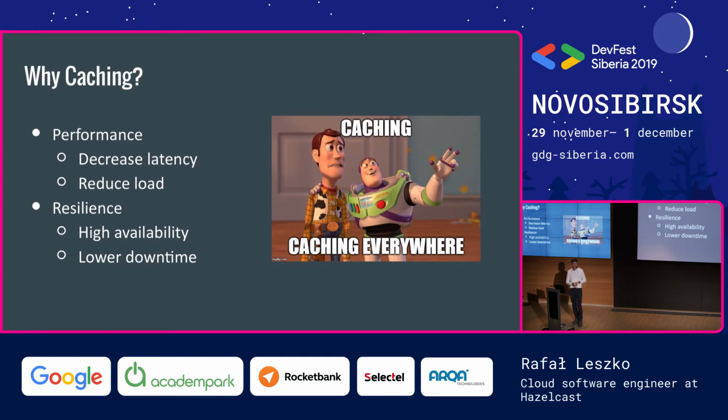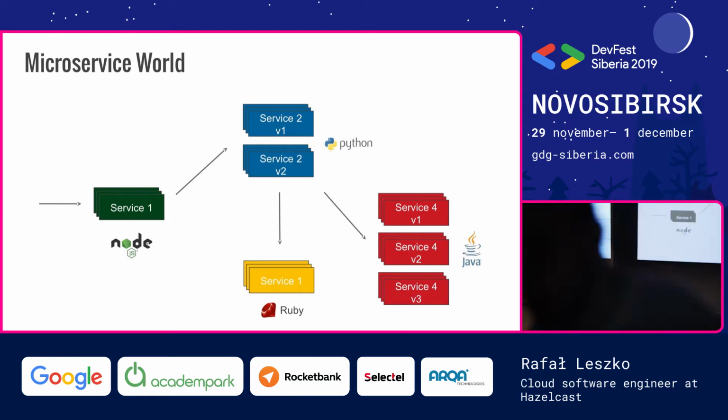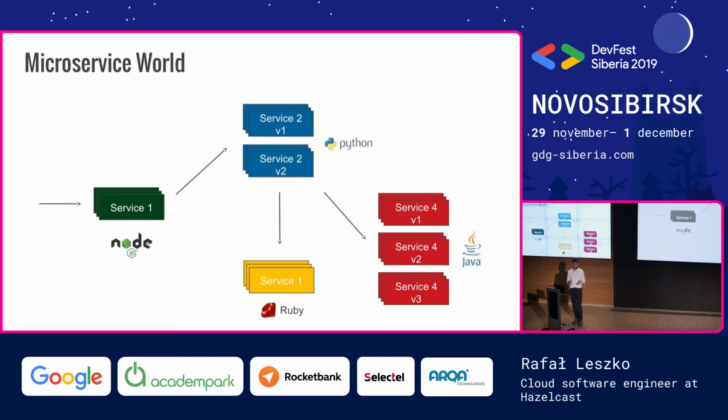How does it move to the microservice system? So here is a classic microservice architecture. So we have services, they have versions, they are written in different programming languages, and they use each other. And now the question is, where do we put the caching layer? Should it be inside of each service? Or should it be a separate unit in our architecture? Or maybe put them in front of each service? And that is what this talk is about.